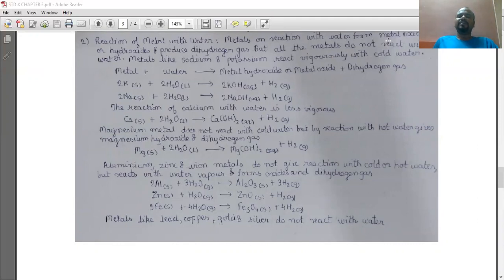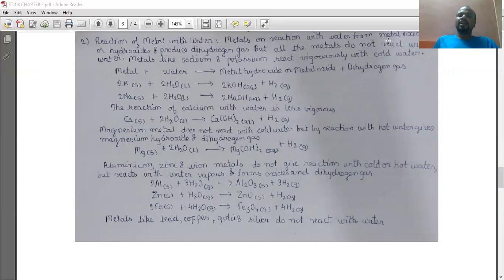The first equation suggests when potassium metal reacts with water, it gives you potassium hydroxide and hydrogen gas. Second equation suggests when sodium reacts with water, it gives you sodium hydroxide and hydrogen gas. The reaction of calcium with water is less vigorous than that of sodium and potassium. The calcium when reacts with water gives you calcium hydroxide plus hydrogen gas.